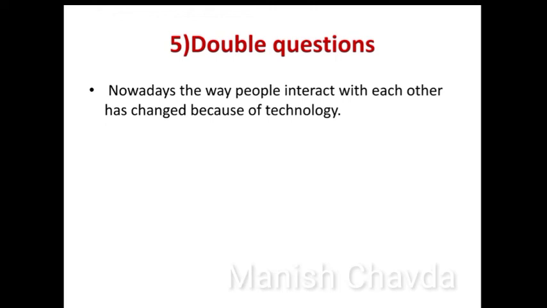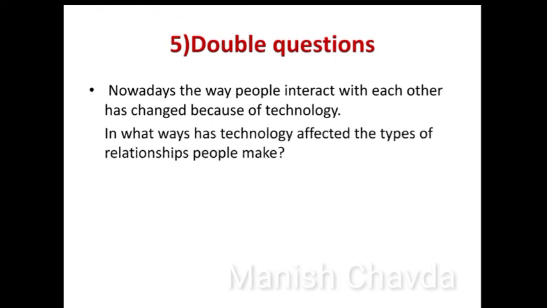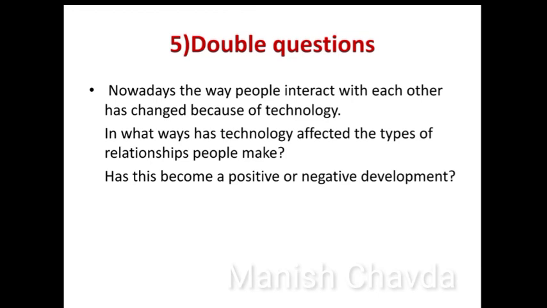The question is, nowadays the way people interact with each other has changed because of technology. The meaning of the question is that the way people communicate with each other has totally changed from the past, and this happened because of technology. In what ways has technology affected the type of relationships people make? And has this become a positive or negative development?